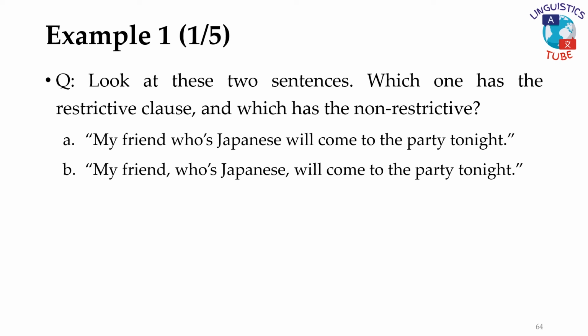Now that we understand the basic difference between them and have seen some examples of the two types, here is a question for you. Look at the two sentences on the screen. Which sentence contains the restrictive clause and which contains the non-restrictive clause? I'll read them now. My friend who's Japanese will come to the party tonight. My friend, who's Japanese, will come to the party tonight.